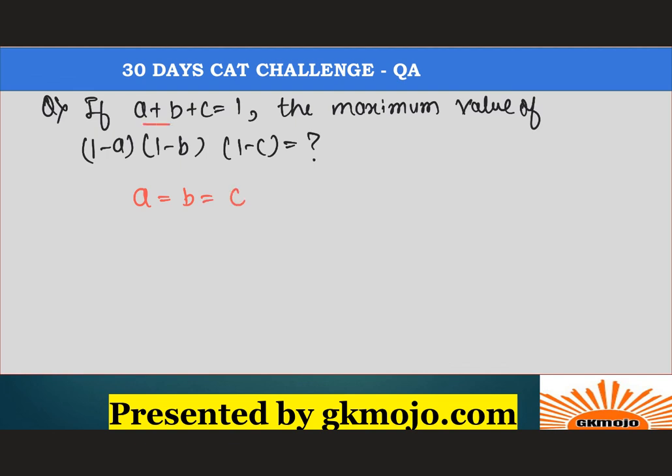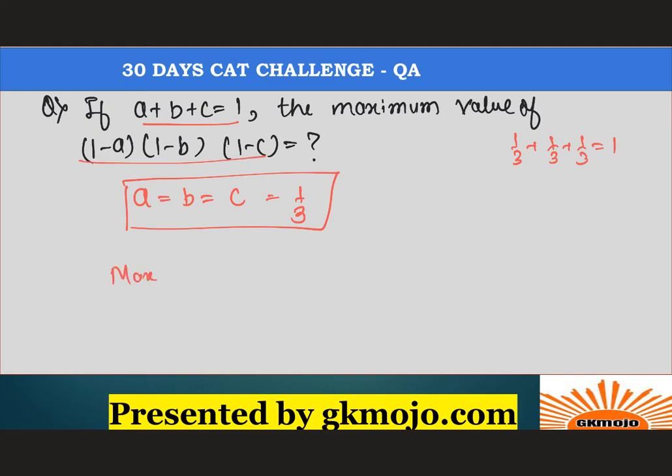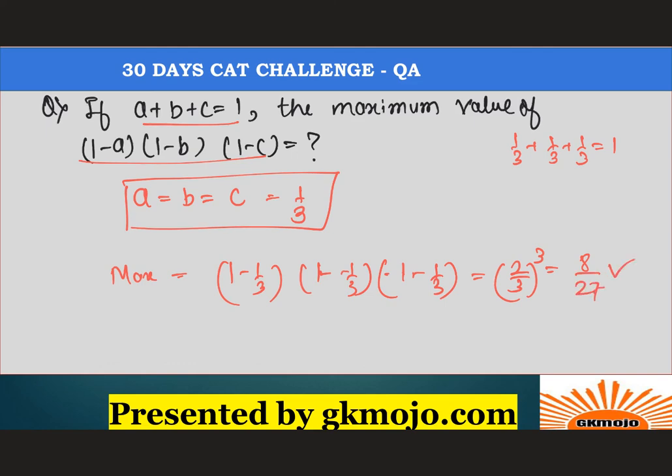Now when can they be equal and the total be 1? When it is 1 by 3, right? Because 1 by 3 plus 1 by 3 plus 1 by 3 is 1. So all of them are equal to 1 by 3. Now what have they asked you? Maximum value. Just put the value over here and you will get your answer. 1 minus 1 by 3, 1 minus 1 by 3 and so on. So basically this is 2 by 3 cubed, which is 8 by 27, and that is your correct answer.